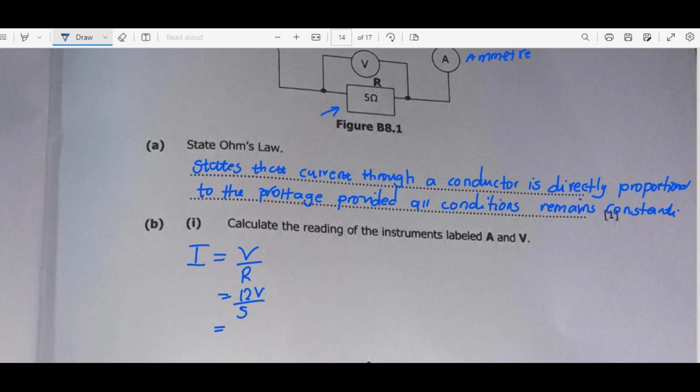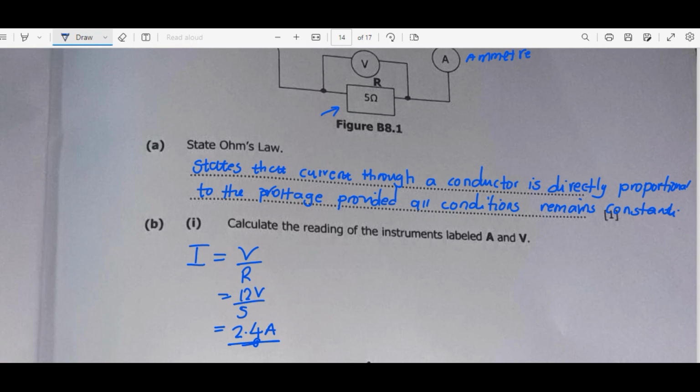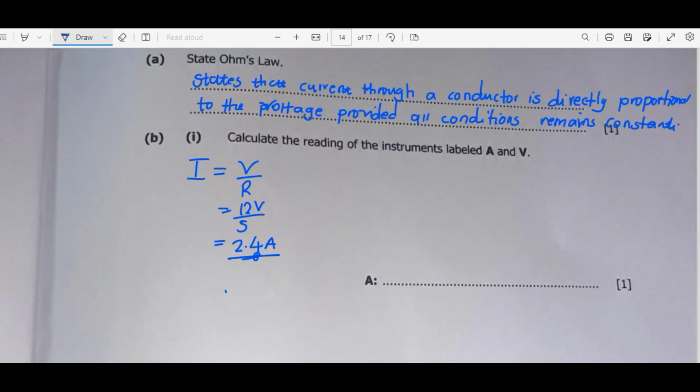So 12 divided by 5, we get 2.4 amps. So this is our current. Then V is just the voltage. So what voltage is at this point here? So voltage, we just get the same. So we just say voltage is equal to 12 volts.